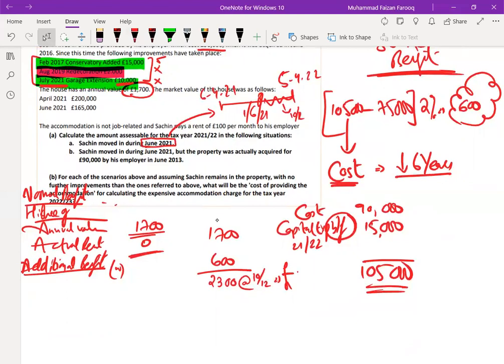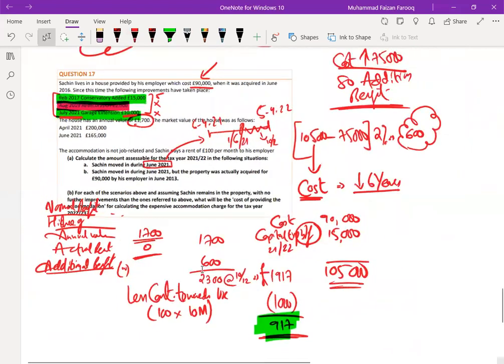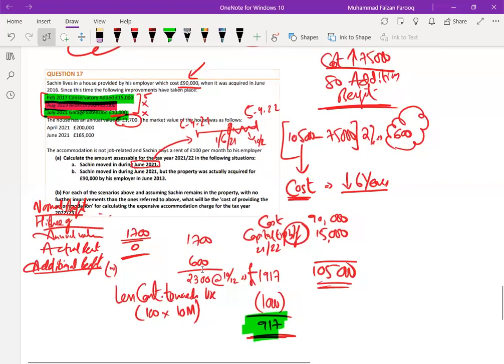1917. Did he pay any rent? Yes, 100 per month. And how many months do we have? 10 months. So 1,000 is the contribution, and the final answer is 917. This is an exclusive question which has a lot of things regarding accommodation benefit. Any confusion, please ask me, otherwise note it down.